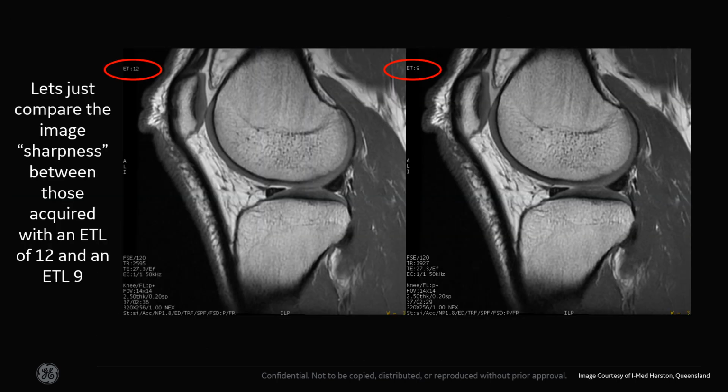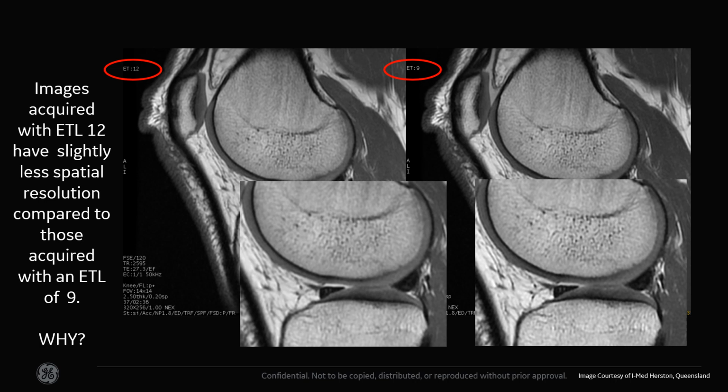So let's just take a moment again just to have a look at these two images side by side and compare the acquisition with an ETL of 12 and an ETL of 9. Again, these both look very presentable, very nice images on your monitor as you're looking at them as a tech. But again, remember the first thing the radiologist is going to do is zoom these images up. And if we have a look now and compare them, now we're starting to see some differences. We can actually see that the cortical margin on both the anterior aspect of the hyaline cartilage and at the posterior aspect of the cortical bone is different between the scan acquired with an ETL of 12 and an ETL of 9.